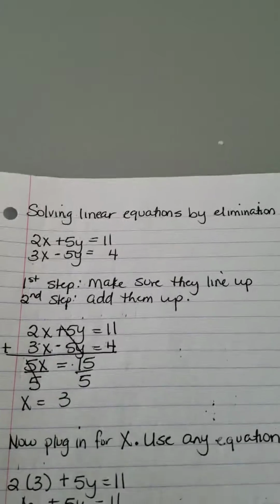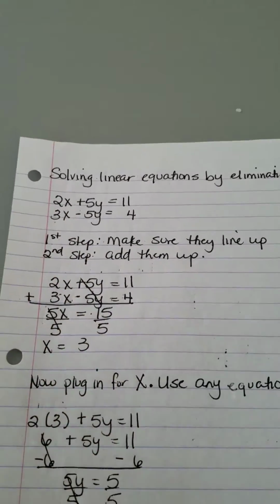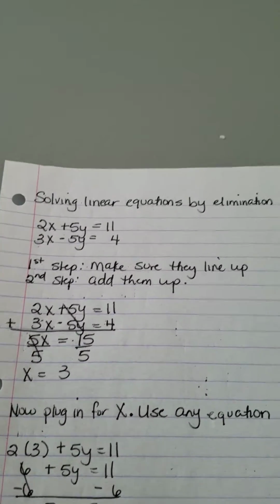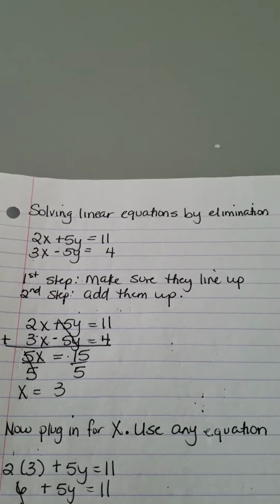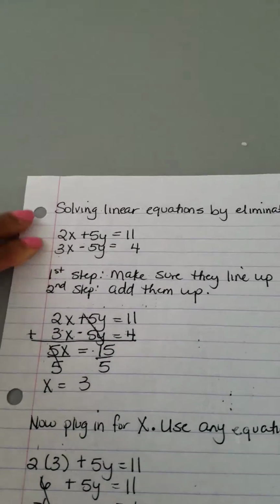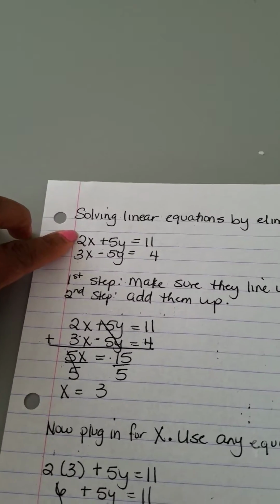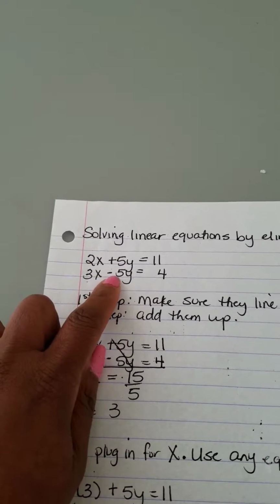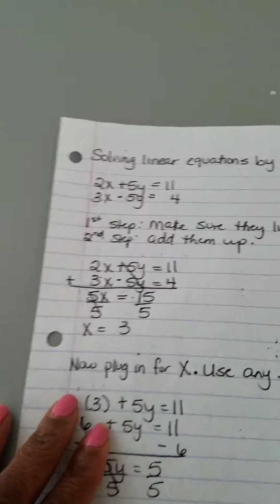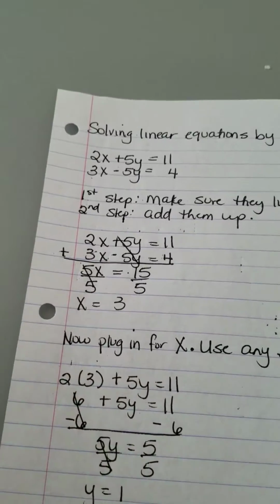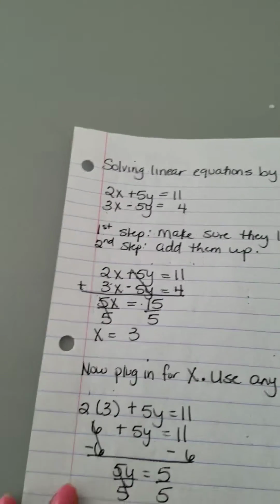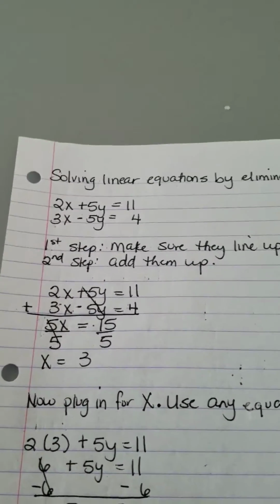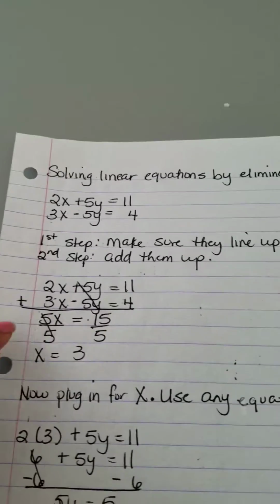For the next one, solving equations by elimination, the first step is to make sure that the equations line up, and the second step is to add them up, right? So we have two separate equations. I'm using 2x plus 5y equals 11, and I'm using 3x minus 5y equals 4, okay? What I want to do is get x by itself, or get y by itself, so this way I can solve for either x or y. So I lined them up and I added them.